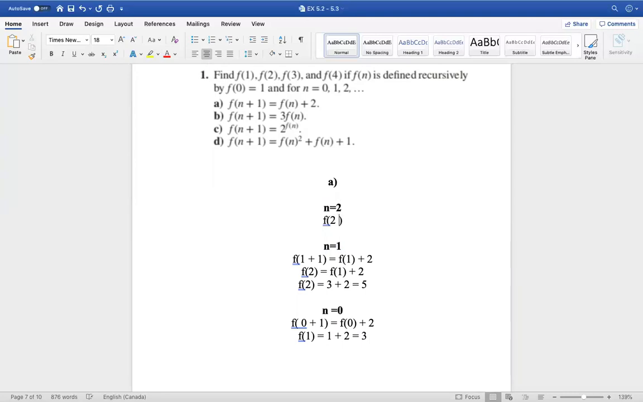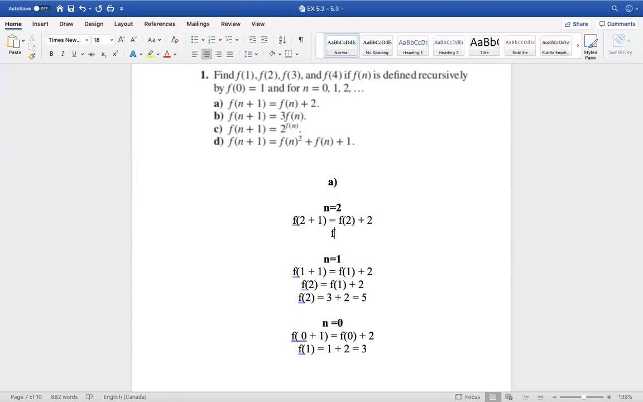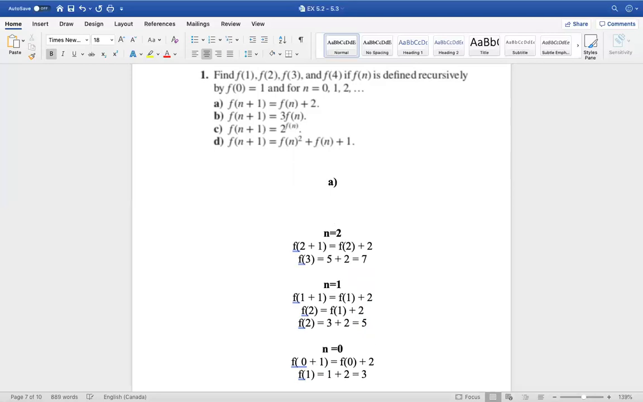So f of 2 plus 1 equals f of 2 plus 2, right? So f of 3 here will be equal to f of 2 plus 2. We already found f of 2 is equal to 5 here, so we'll just put 5 plus 2, which is equal to 7. And then we will just do it for n equals 3 here.